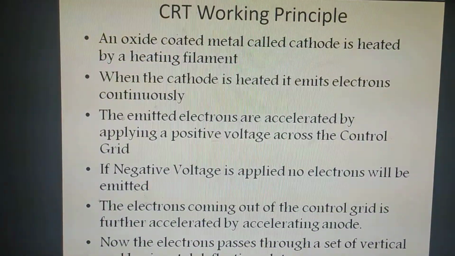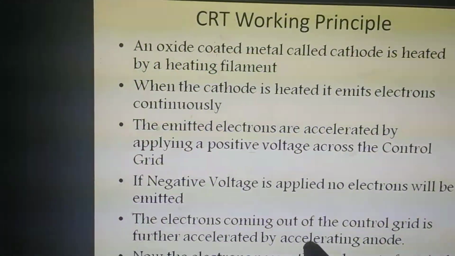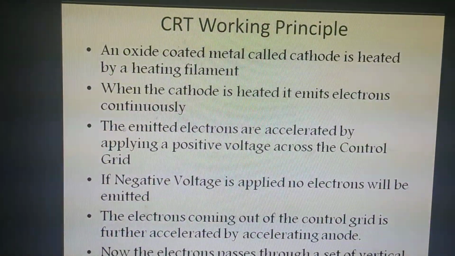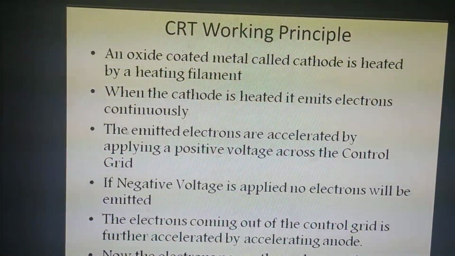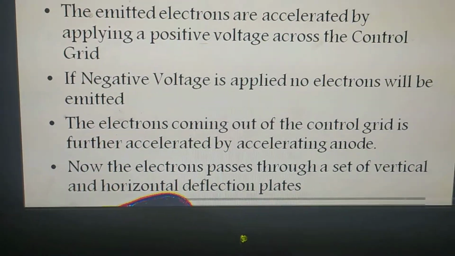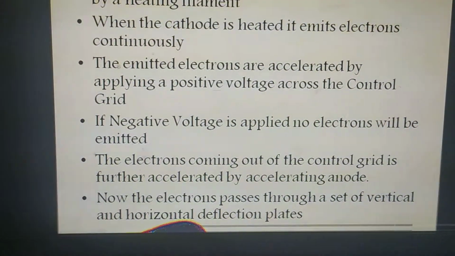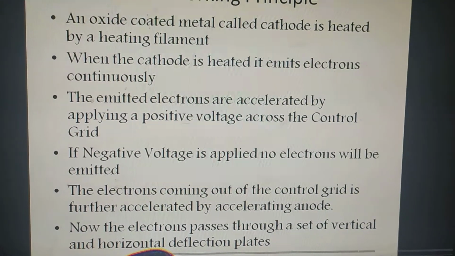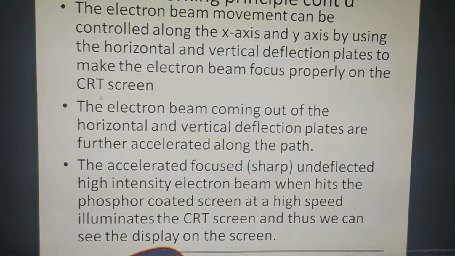Okay, so we have to increase the speed of the electrons. So the accelerating anode increases the speed of the electrons, so that all the electrons reach the screen of the CRT. Okay, now the electrons, on the way, pass through the set of vertical and horizontal deflection plates. When the electrons pass through the horizontal and vertical deflection plates, they will be properly focused on the screen. Okay, so that we can clearly see what is being displayed on the screen.